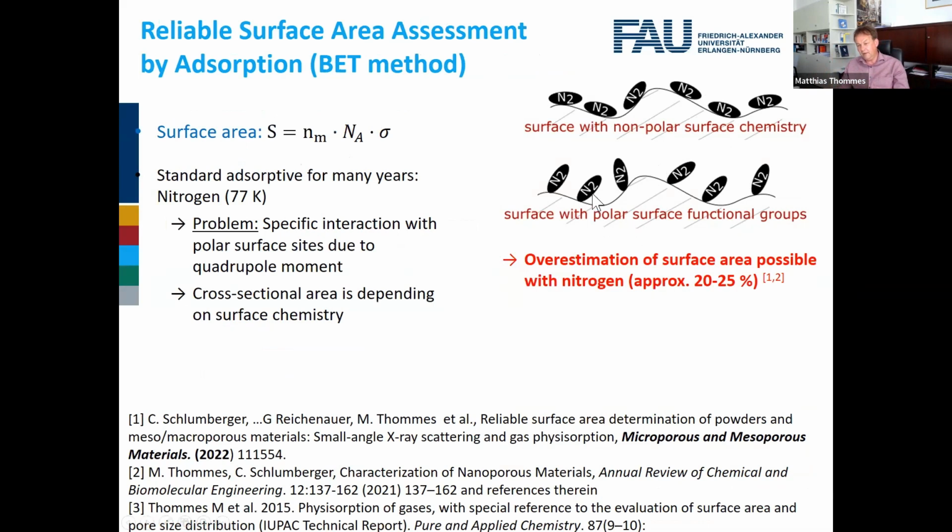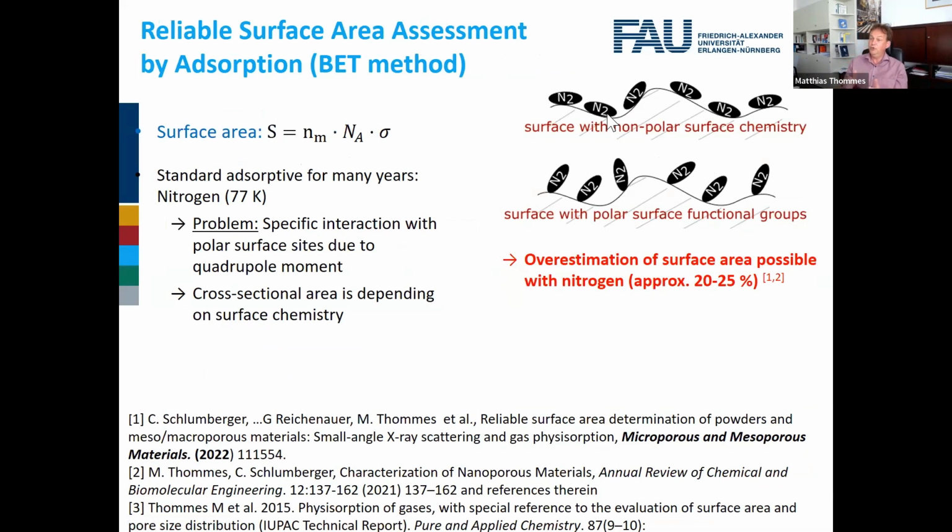But if you have polar sites, due to the interaction with the quadrupole moment, nitrogen can be tilted. And then the effective cross-sectional area is, of course, not what people usually assume in all standards, in all the literature, that is around 16.2 angstrom squared, which assumes that you have maximum contact of the nitrogen molecule with the surface. So this leads to a real problem: when you assume the traditional cross-sectional area, which relates to that of a lying nitrogen molecule, you might really overestimate the surface area if you have polar surface functionality.